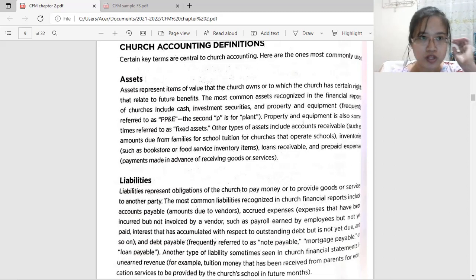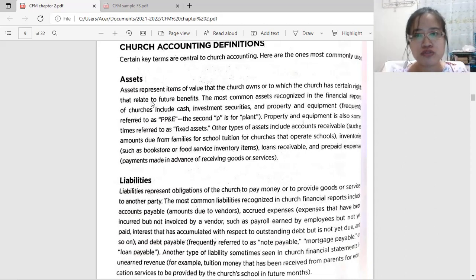Okay, so continuation of chapter 2 for the subject church financial management. This is the third part already for chapter 2. So, church accounting definitions. These are the items that you would find on the financial reports or financial statements.